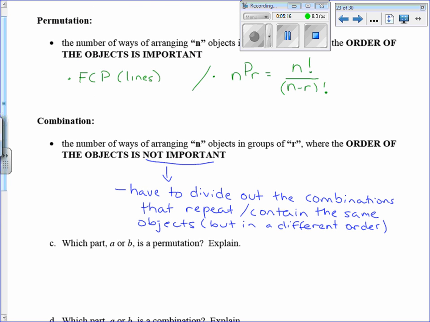A really good example of combinations is card hands. It doesn't matter what order you put the cards in your hand, whatever cards you have, that's your hand. It doesn't matter if you put the jack first or the king first or the ace first. Another way to think about this, like a permutation, it's like committees with positions.